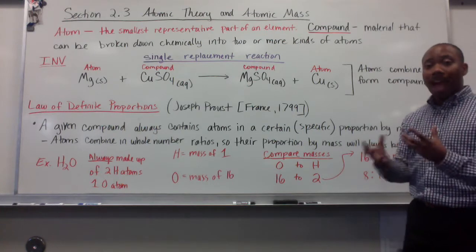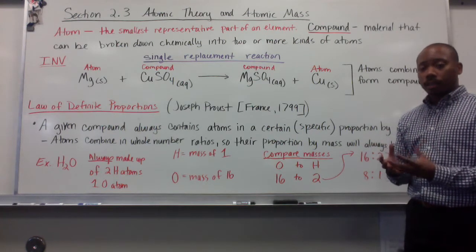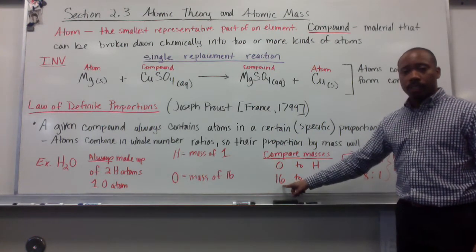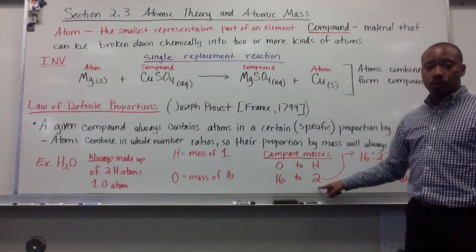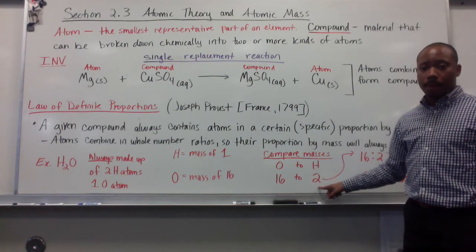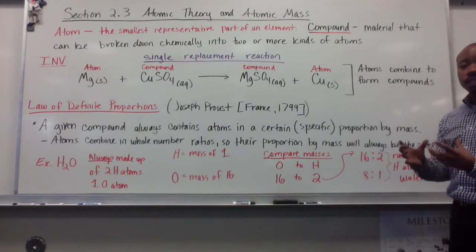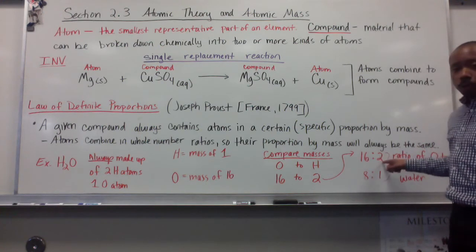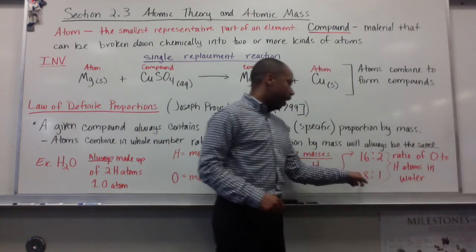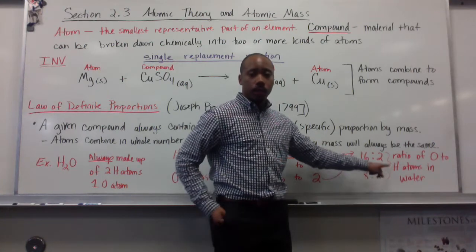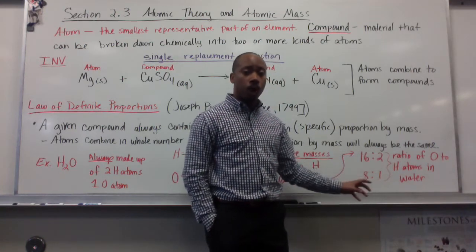So I'm talking about the mass of my water. Oxygen accounts for 16 of that mass. Hydrogen accounts for the other 2 of that mass. If I compare this in form of a ratio, I get 16 to 2, which reduces to 8 to 1. This is the ratio of oxygen to hydrogen atoms in water.